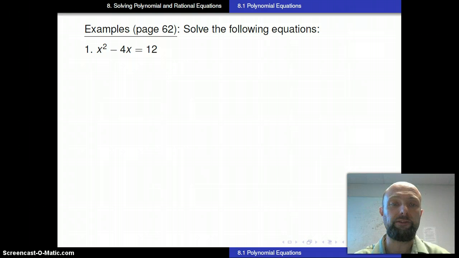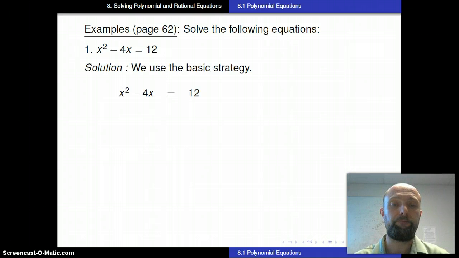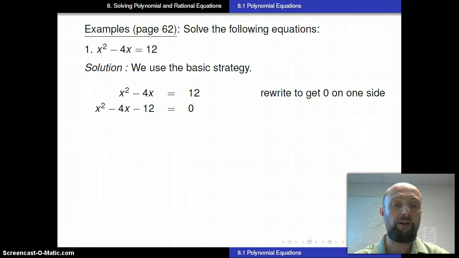Solve the following equations. Question 1. X squared minus 4x is 12. We use the basic strategy. So we rewrite to get a 0 on one side. We get x squared minus 4x minus 12 is 0.